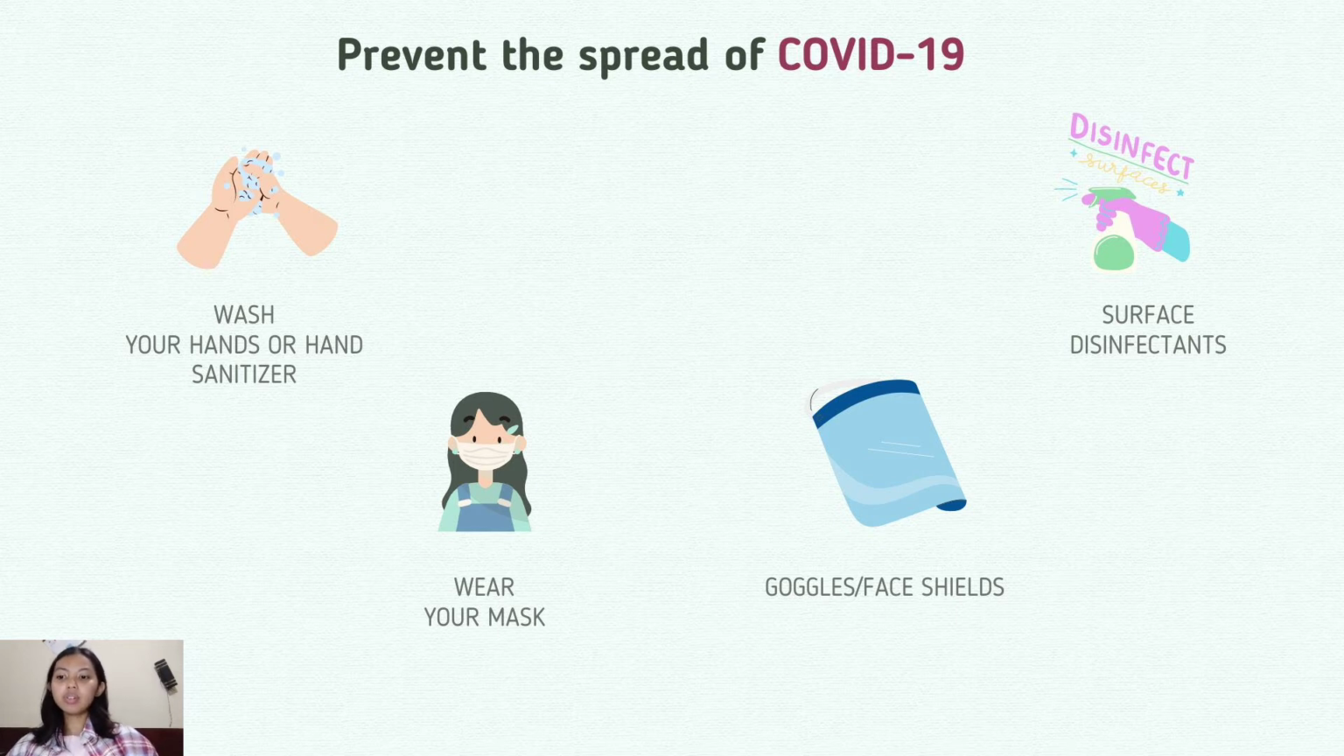Number 2, surface disinfectant. SARS-CoV-2 is found on various common inanimate surfaces, and its presence depends on the temperature and the humidity of the surroundings. Highly touched surfaces should be cleaned or wiped more often using a proper disinfectant.